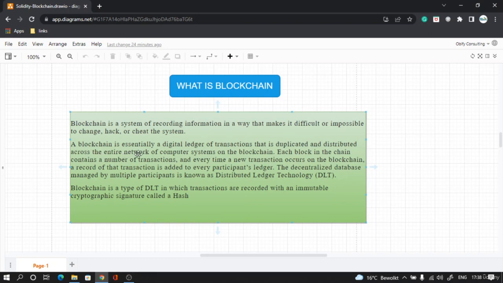A blockchain is essentially a digital ledger of transactions that is duplicated and distributed over the entire network of computers on the blockchain. So let's go ahead and first understand what exactly a ledger is.